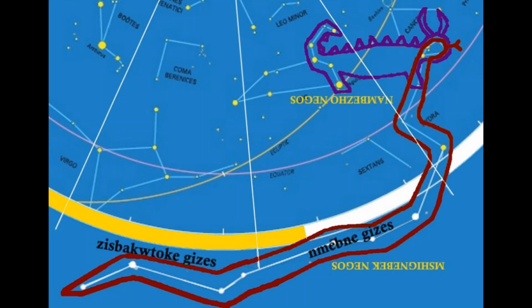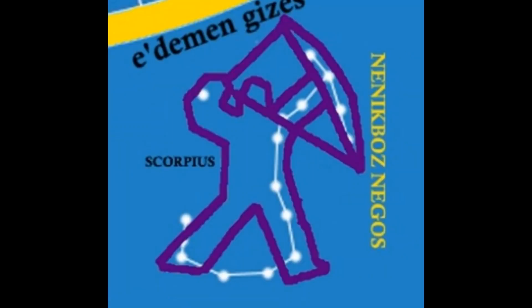And if you look over at the Scorpius constellation, you'll notice a figure shooting an arrow towards the Hydra constellation. That figure is Ninikbos or Nanabojo. So we have 2 Nanabojo constellations. Ninikbos Nogos, he is shooting an arrow towards Mshiganabuk for revenge on killing his mother. Now, he was unsuccessful in doing that.